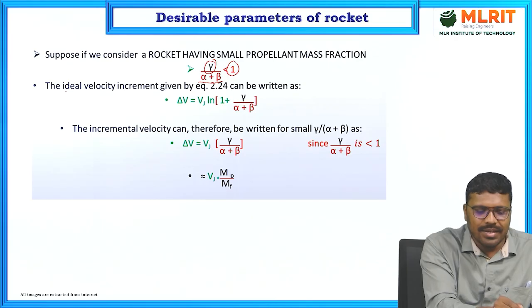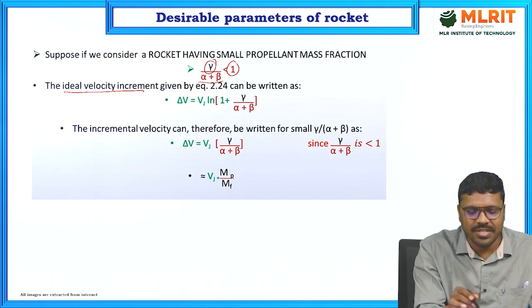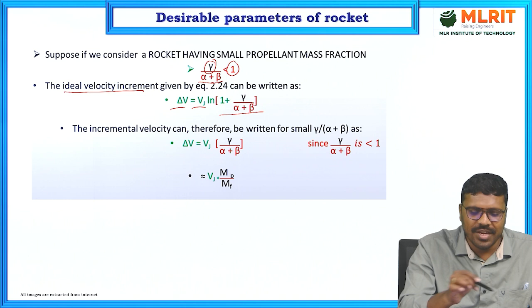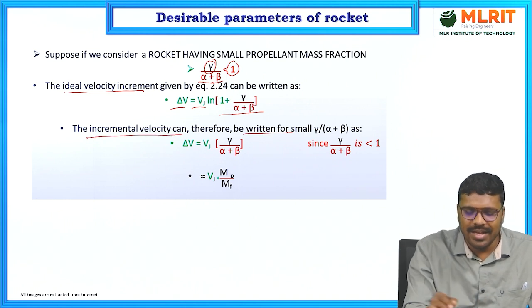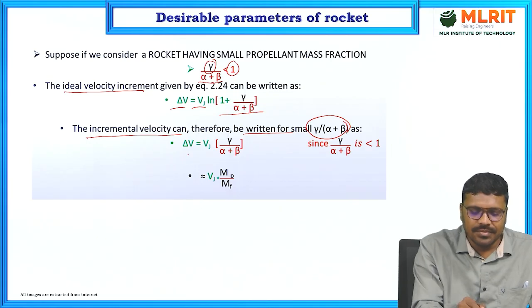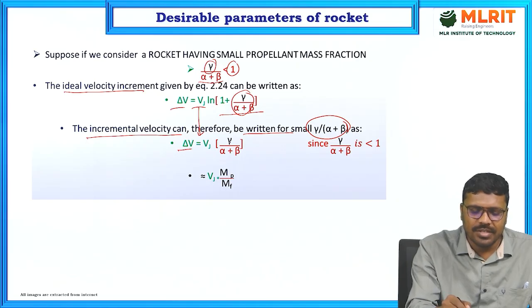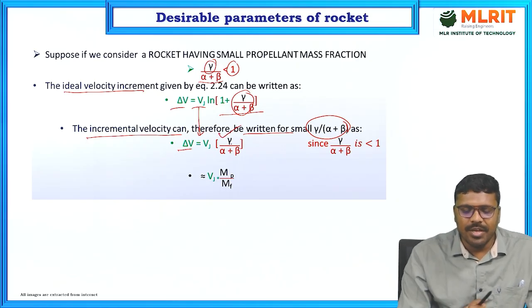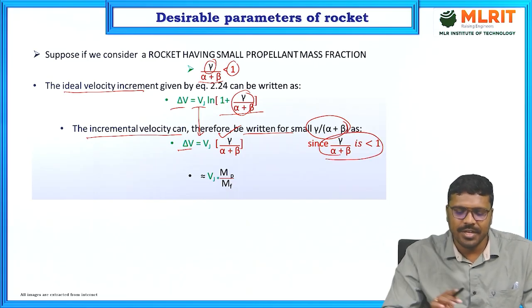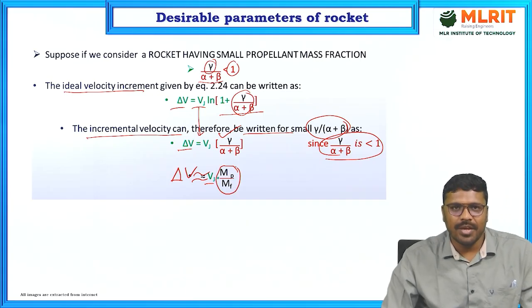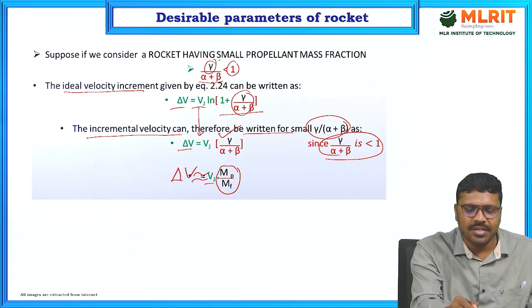In that case, the ideal velocity increment becomes delta V equal to Vj log of (1 plus gamma by (alpha plus beta)), and we know gamma by (alpha plus beta) is very small. Since it is less than 1, we can replace the log with the term itself, so it becomes Vj into gamma by (alpha plus beta). Finally, delta V is approximately, not exactly, equal to Vj into the mass of the propellant over the final mass, m_p by m_f. This is only for the condition of small propellant mass fraction.